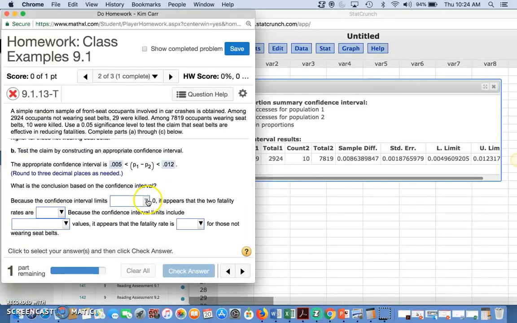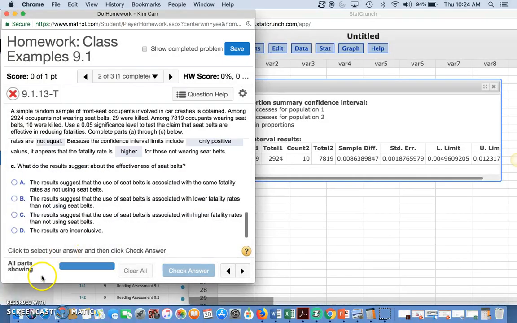Because the confidence interval limit, does it include 0? No, 0 is even less than this. Does not include 0. It appears that the two fatality rates are not equal because the confidence interval limits include only positive values. It appears that the fatality rate is higher for those not wearing seatbelts.